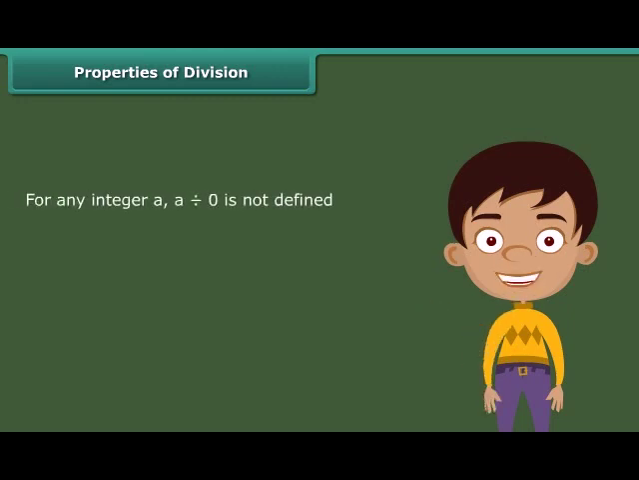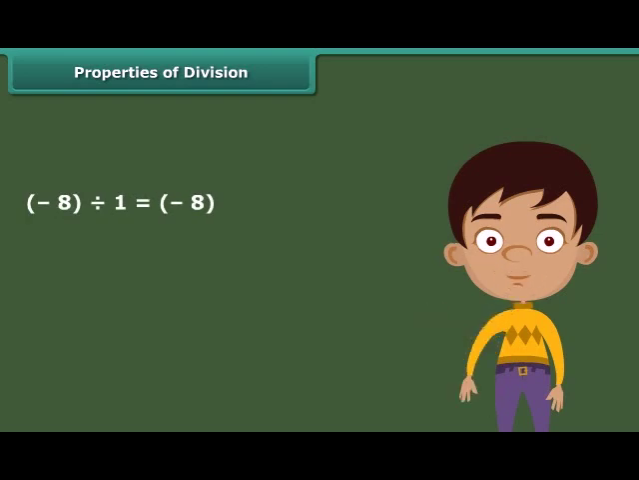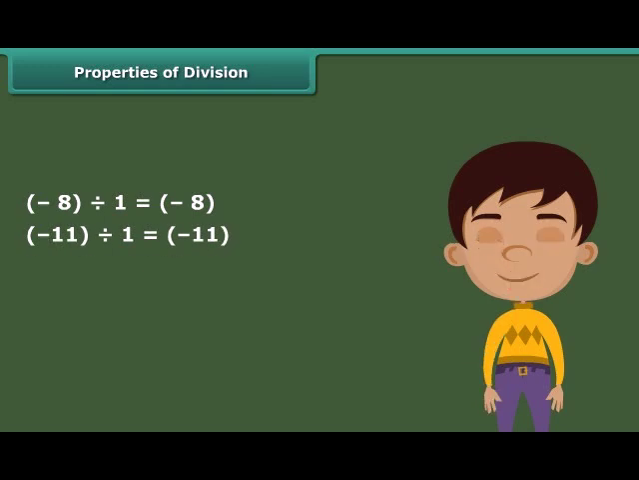Any integer divided by 0 is meaningless, and 0 divided by an integer other than 0 is equal to 0. Any integer divided by 1 gives the same integer. For example, minus 8 divided by 1 is equal to minus 8. Minus 11 divided by 1 is equal to minus 11.